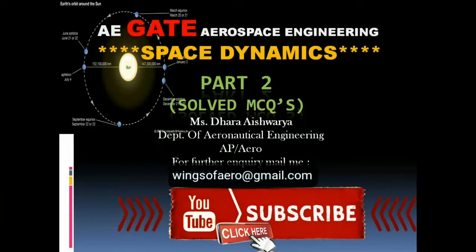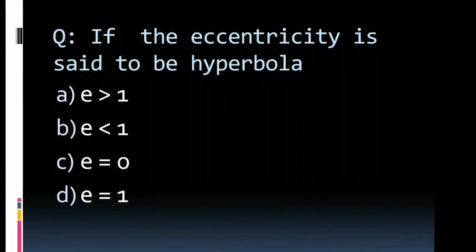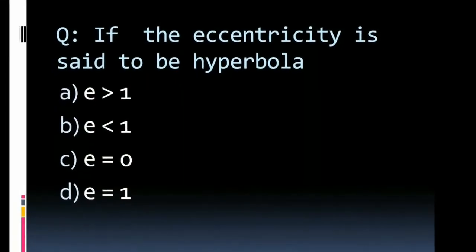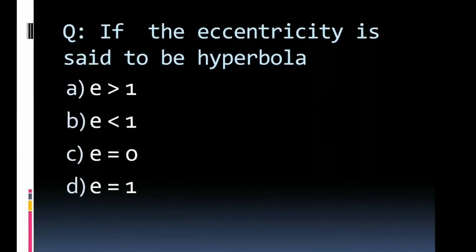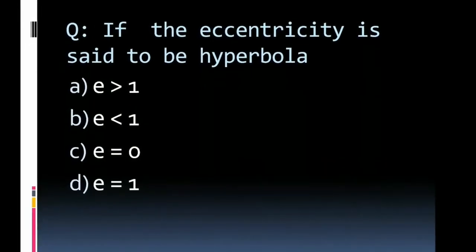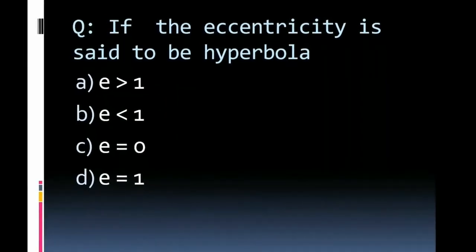A few MCQ questions from Space Dynamics Part 2. So let's focus on the questions. If the eccentricity is said to be hyperbola, so here we are going to focus all about an orbit. Eccentricity of a space orbit is said to be a hyperbola. So your options are on your screen.